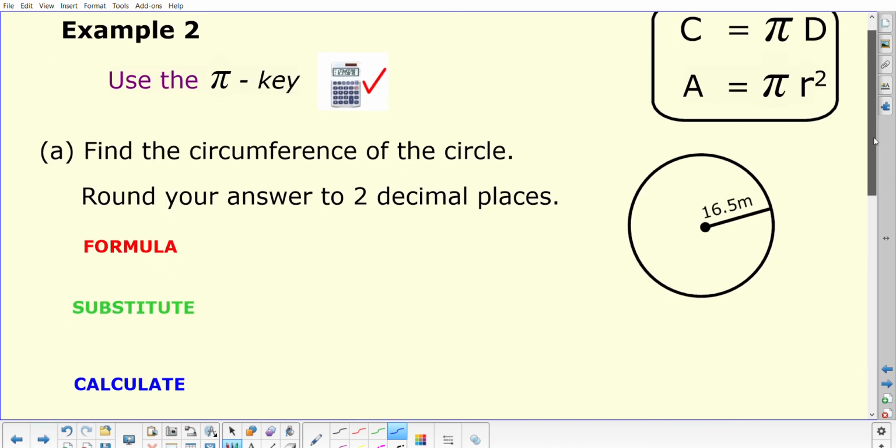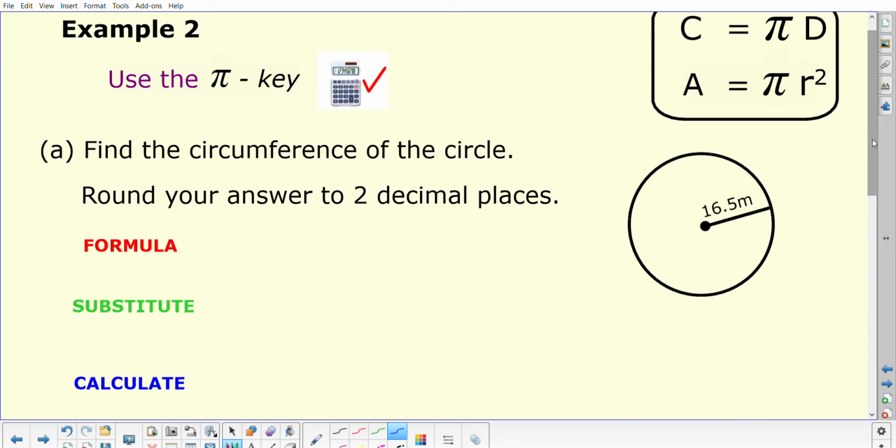In this next question, we are using the calculator, so you will be using the pi key. So different circle this time. Find the circumference of the circle, and you're also being directed to round your answer to 2 decimal places. So again, the formula for the circumference should be written down first, so that's C equals pi d.